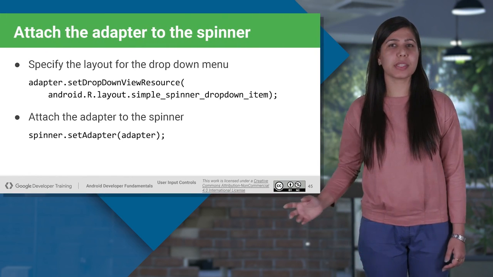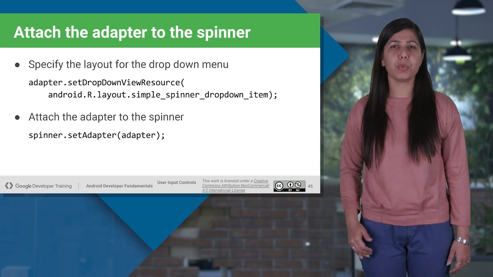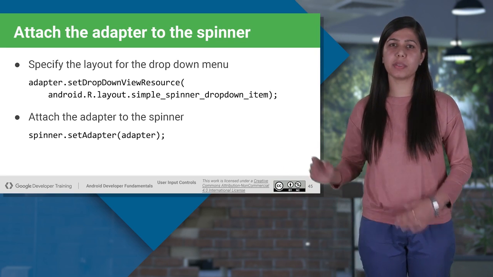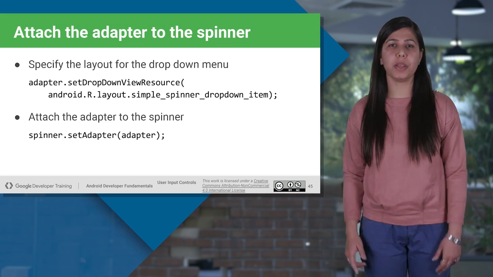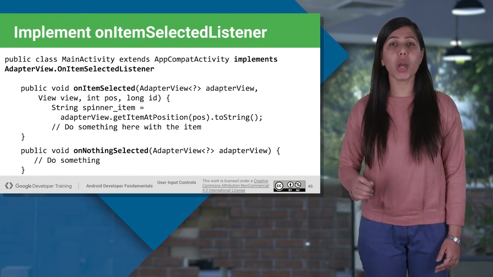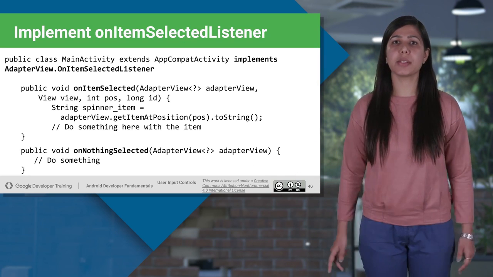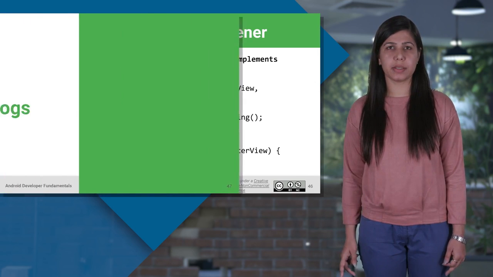Now, attach this adapter to the spinner. Specify the layout for the drop-down menu like this, and attach the adapter to the spinner by calling the setAdapter method. Now, implement the onItemSelected listener like this. It requires two methods to be overridden.